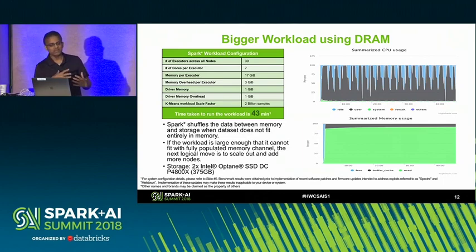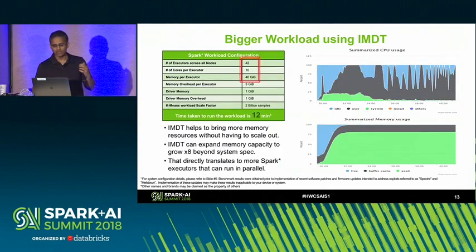Now, I could repeat this exercise I had done with the previous workload, tweak the configuration, and spend a lot of time trying to get better performance from my infrastructure for this particular workload. Either that, or I can choose to run the workload but give myself more memory resources by using IMDT. And as you can see, it resulted in 3.5 times better performance compared to what it took with just the standard DRAM.